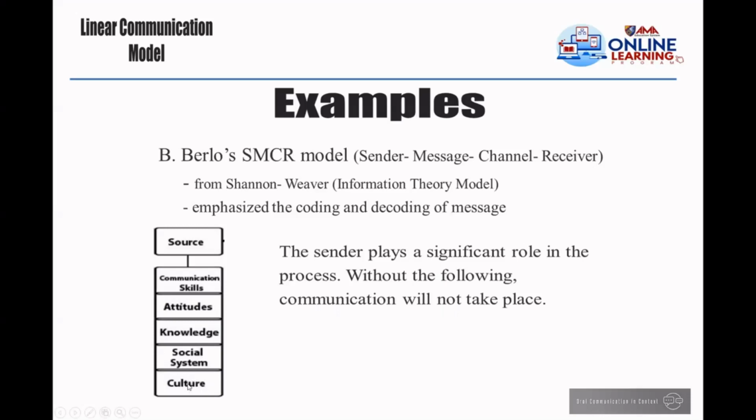Lastly, for the culture, this is about the understanding of one's culture. Understanding of culture should be applied so that no one is offensive to another culture. The sender should be familiar with the culture of the receiver. Likewise, the receiver should have background information about the culture of the sender so that they will understand each other. There's no discrimination, no negativities that will occur during the communication process. So that's it for the source or the sender and the receiver.